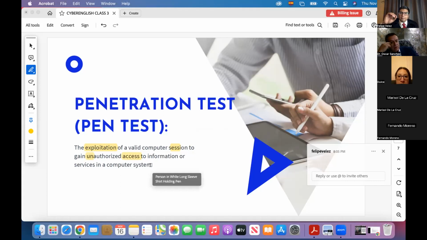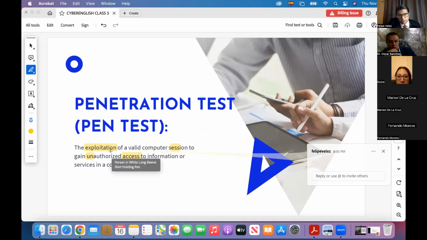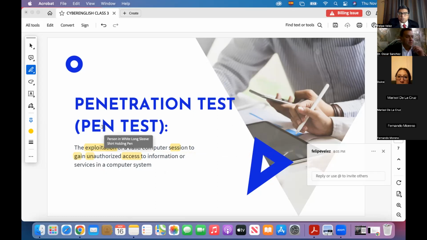Now, in Spanish, we have accents, right? For example, avión. So we have an accent on the O, so we pronounce the word avión. It's the same here in English, but we don't use anything. So we have to memorize where the diphthongs are. Every time you have a diphthong or a strong vowel sound, you concentrate the sound. Again, Dulce, after me. The exploitation of a valid computer session to gain. Very good. So we pronounce gain very strong. To get unauthorized access to information or services in a computer system.